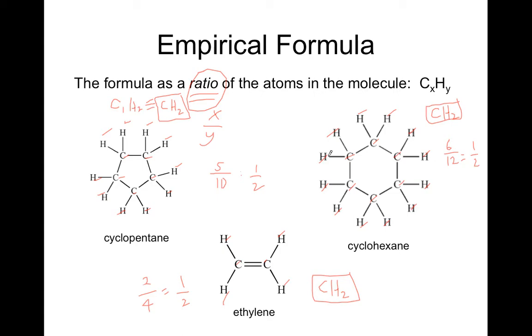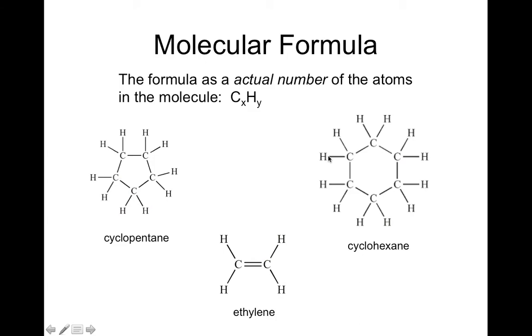The next formula I want to consider is the molecular formula. The molecular formula is the actual number of atoms in the molecule, the actual number CxHy. We counted those on the previous page, so I'm just going to remember what they are. It's C5H10. Can you see that if I reduce those numbers, it would be CH2? CH2 is the empirical formula for cyclopentane, and C5H10 is the molecular formula for cyclopentane.